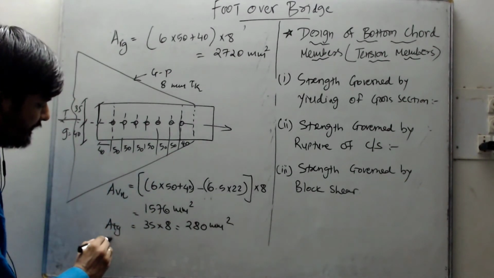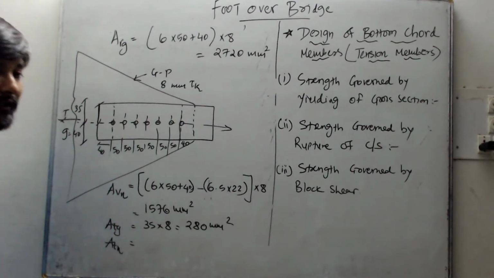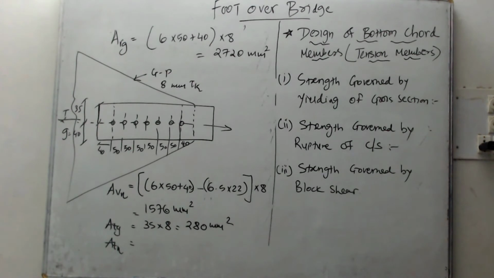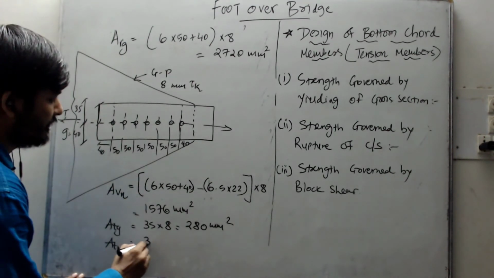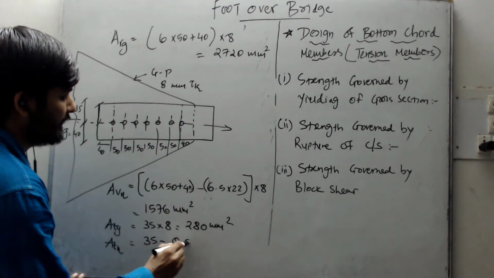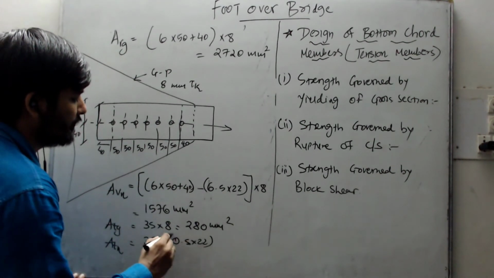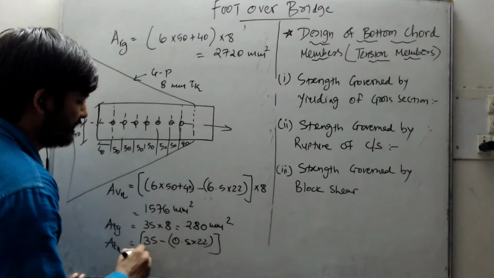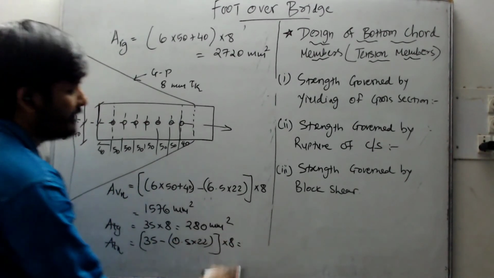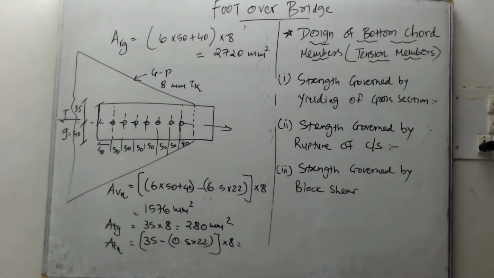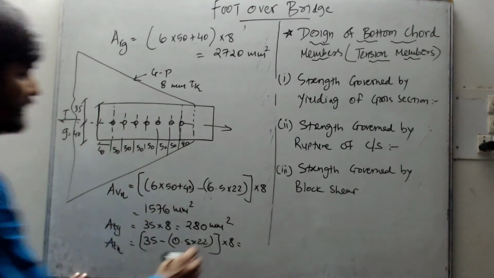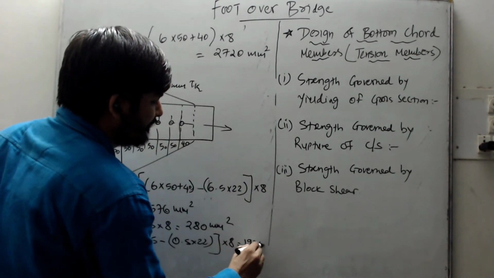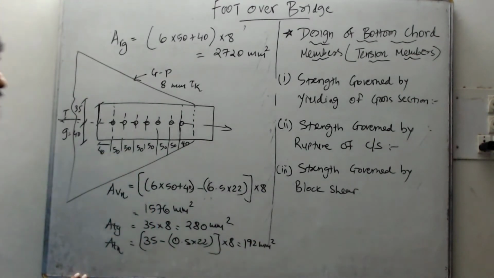And the last unknown, that is ATN, net area. It will be 35 minus 0.5 multiplied by 22, that is half bolt diameter, multiplied by 8, and you will get this as 192 mm square. Right, so this is all the unknowns that we have found out.